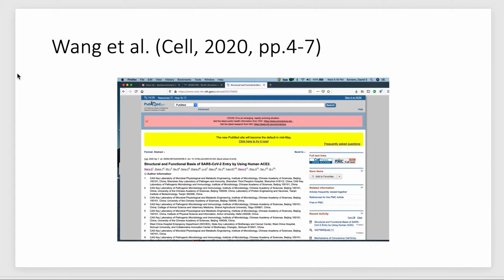Now, Wang et al., Professor Wang, is in the Chinese Academy of Sciences in Beijing, China. That's where you can find him. He published just literally a week ago in Cell 2020, a very, very important paper where he and his colleagues talk about the structural and functional basis of the SARS coronavirus 2 entry by using the human ACE2 receptor, as I mentioned.